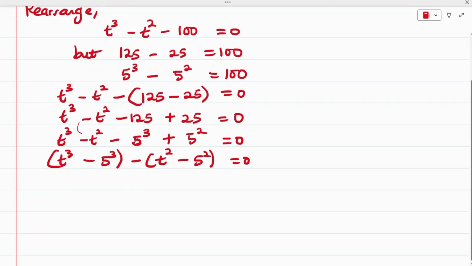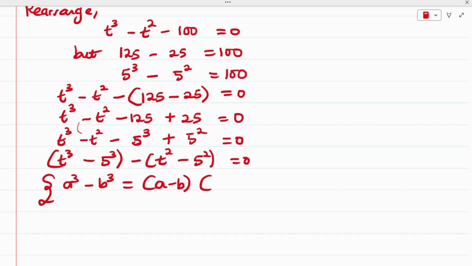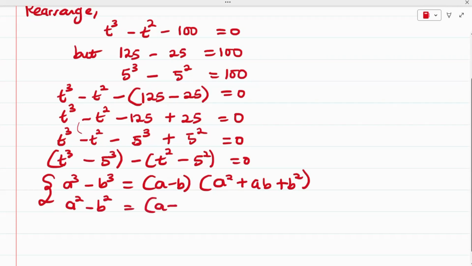So right here, we want to simply apply these properties that say if we have a raised to the power of 3 minus b raised to the power of 3, this is equal to a minus b multiply a squared plus ab plus b squared. And if we have a squared minus b squared, this is equal to a plus b multiply a minus b.